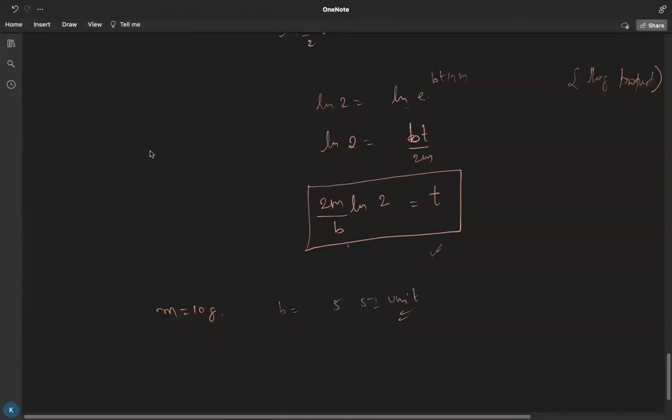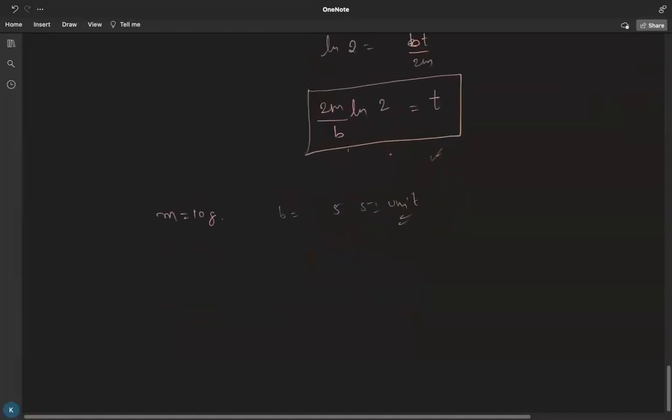Okay, so I'm telling you that in the questions, the mass and these values will be given, so you can easily calculate this, right?